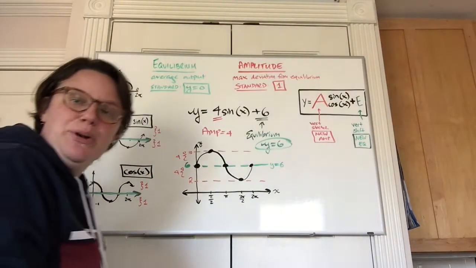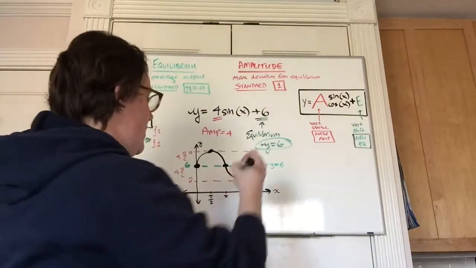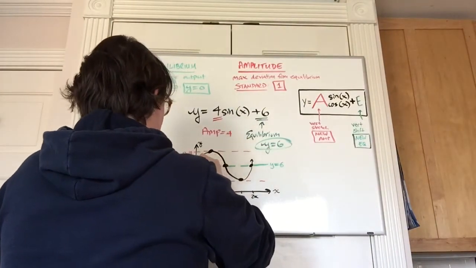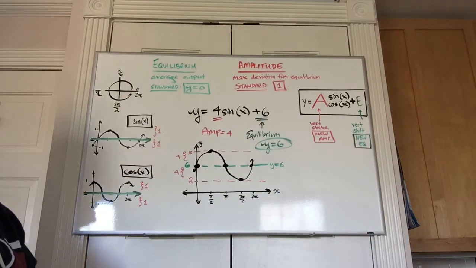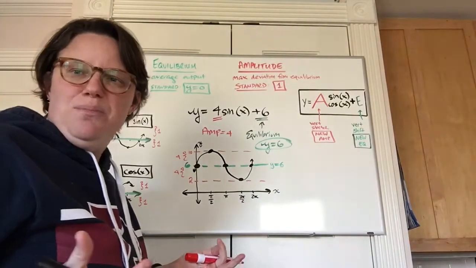And because coterminal angles will make this go over and over and over again, I'm going to put an arrow on this side and an arrow on this side. And so that is a graph of 4 sine x plus 6. And I might also ask you about some properties of that.